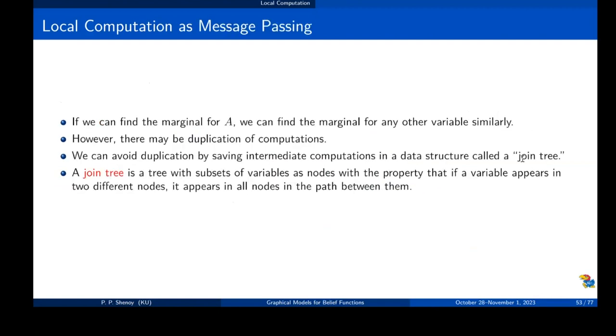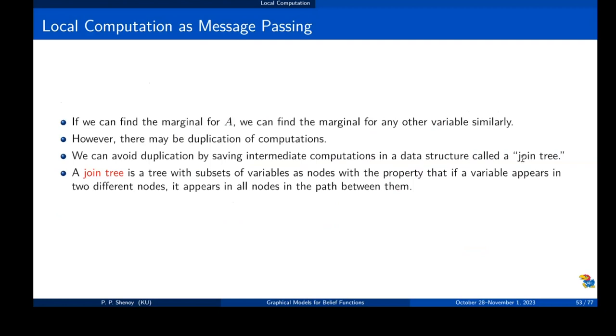Okay, so if you can find the marginal for a variable, for A, for example, then we can find the marginal for any variable, right? I just repeat this. I want to find the marginal for S, for example. I can remove everything except S. But if I do it for each one, I'm duplicating a lot of things. So the question is, if you want multiple marginals, is there a shortcut? Can you avoid some computations? The answer is yes.